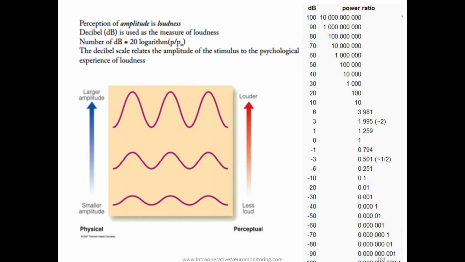So the perception of amplitude is loudness. The larger the amplitude, the louder we perceive it. This is measured in decibels, and the number of decibels equals this mathematical equation: 20 log of pressure over P0. The decibel scale relates the amplitude of the stimulus to the physiological experience of loudness.